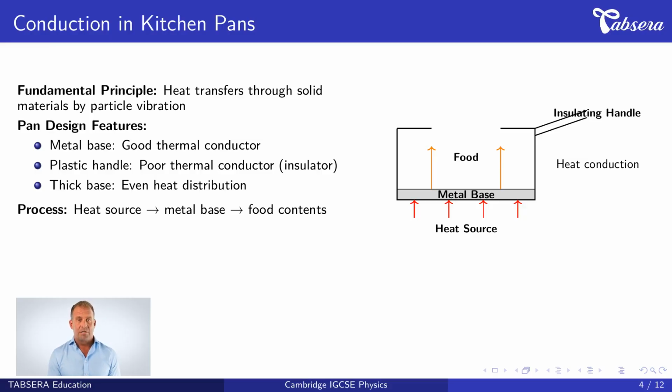Let's explore conduction in kitchen pans. The fundamental principle states that heat transfers through solid materials by particle vibration. Energetic particles vibrate more, transferring kinetic energy to neighboring particles. Pan design demonstrates this principle. The metal base is a good thermal conductor, allowing efficient heat transfer from the heat source. The plastic handle is a poor thermal conductor, acting as an insulator to protect hands. The thick base ensures even heat distribution across the cooking surface.